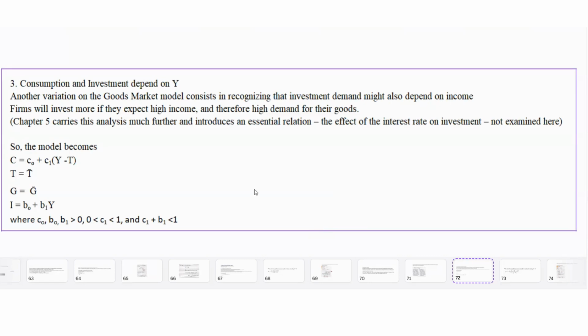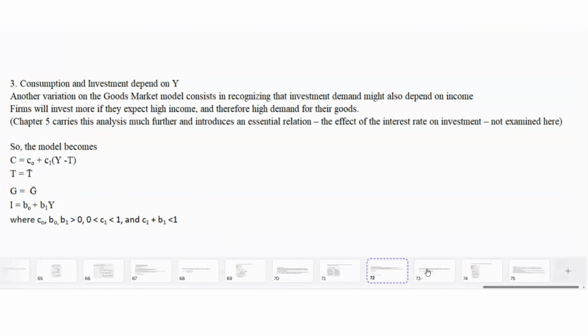So later in chapter 5, we will extend this analysis and also look at investment depending upon R, but here our focus is on investment depending upon Y. So our model is now C naught plus C1 (Y minus T). We're still taking taxes to be exogenously given. We already discussed the implications of allowing taxes to depend upon Y. Now we just want to look at the implications of allowing investment to depend upon Y in addition to consumption. G is G bar. Now, as compared to our standard model where I was I bar, we're taking I to be B naught plus B1 Y, right?